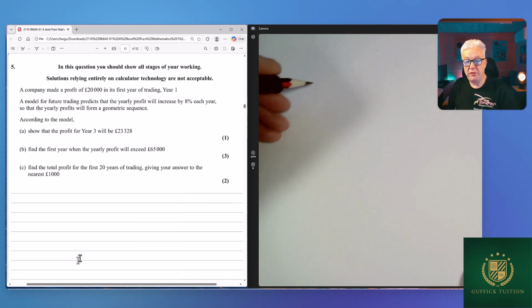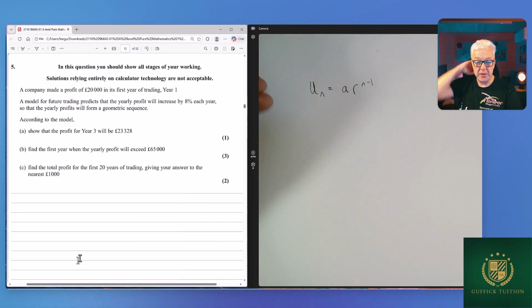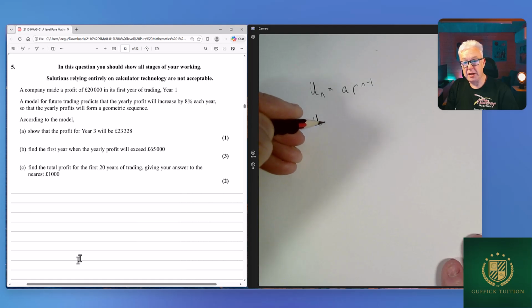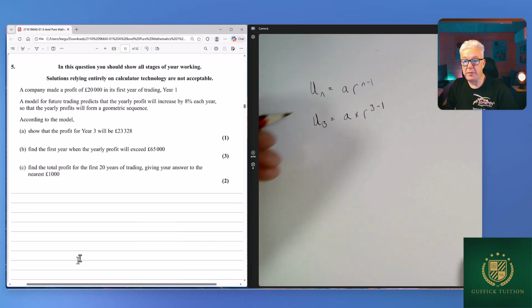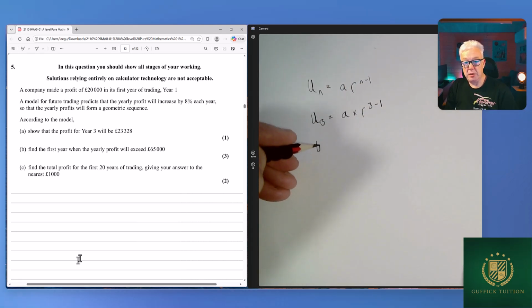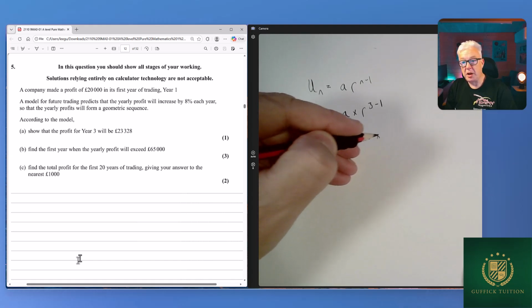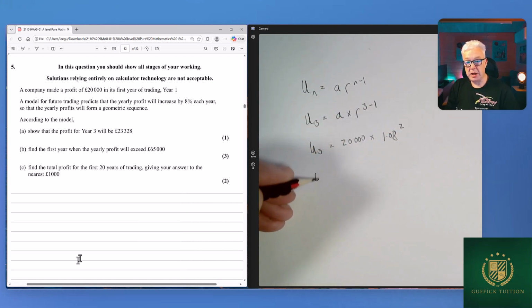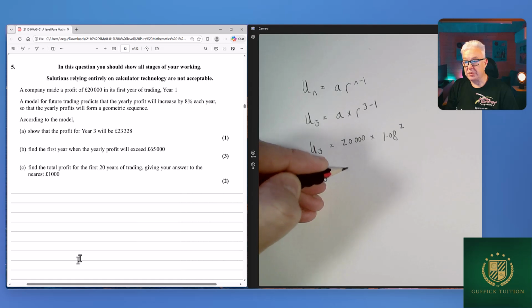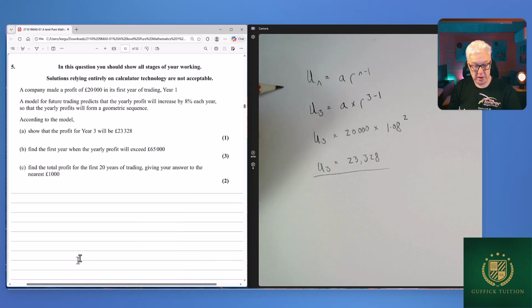Okay, so first of all, our formula is going to be that u_n equals a times r to the n minus 1. So the profit in year 3 is going to equal the profit in year 1 times the common ratio to the power of 3 minus 1. So u_3 equals the profit in year 1, which was 20,000, multiplied by the common ratio, which is 1.08, to the power of 2. When we calculate that, it turns out to be £23,328 as required. So that's part A done for 1 mark.